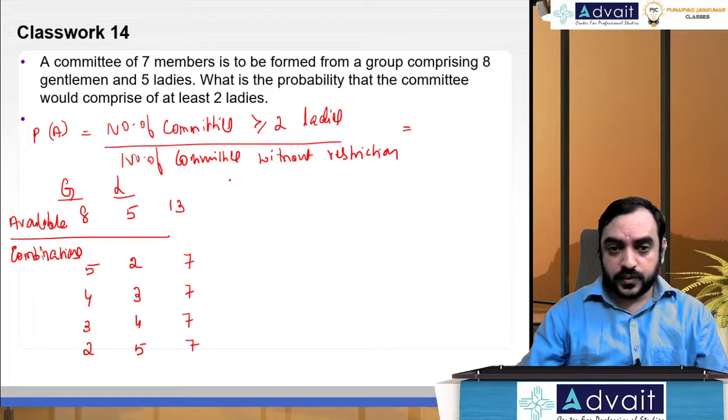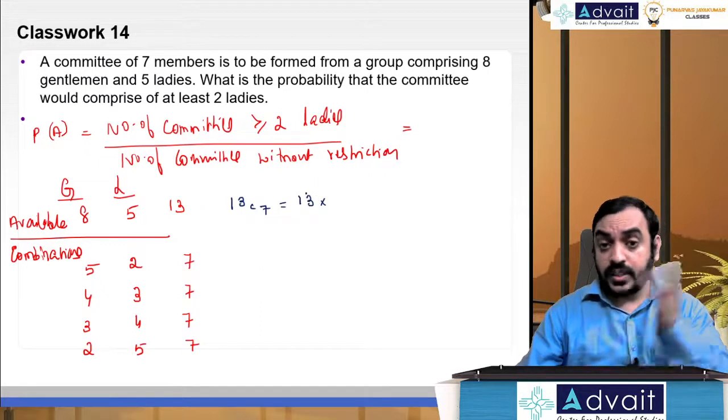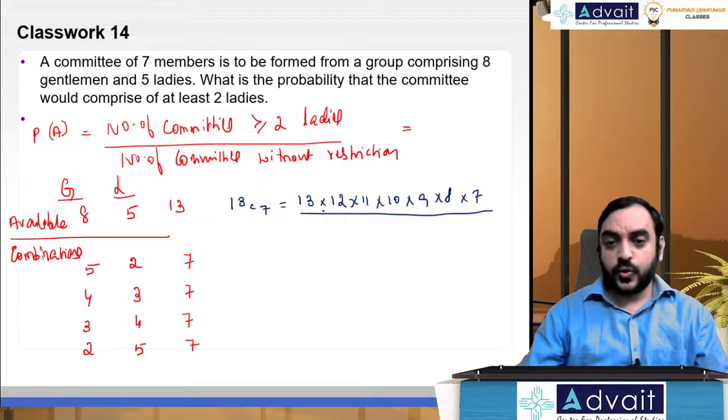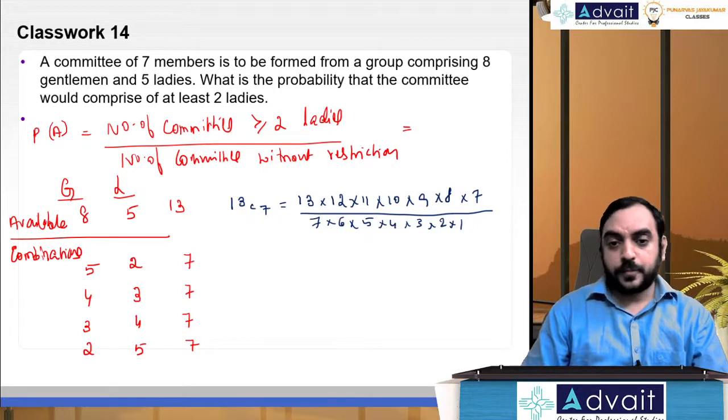So let's calculate. Available is 13, and you have to select 7 from 13. 13C7, so 13, you go till 7 terms: 13, 12, 11, 10, 9, 8, and one more, 7. Then 7 factorial: 7, 6, 5, 4, 3, 2, 1.